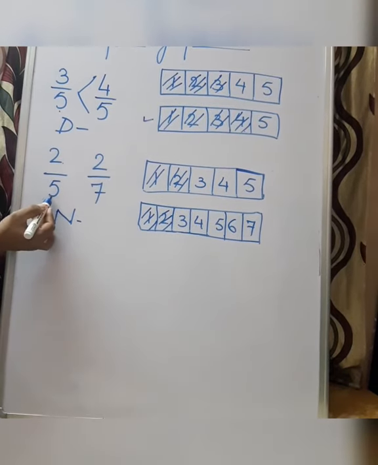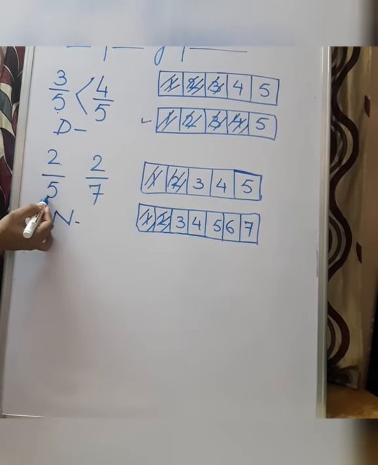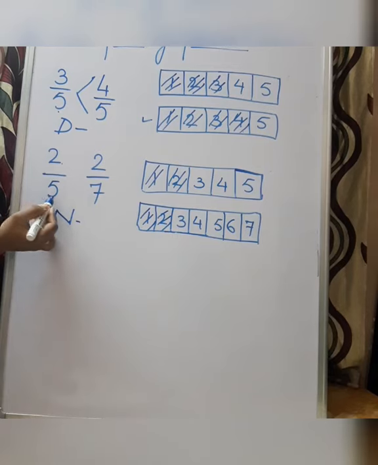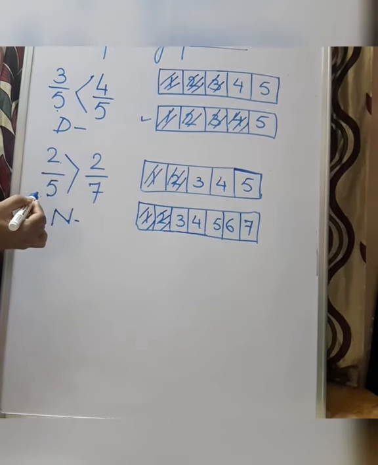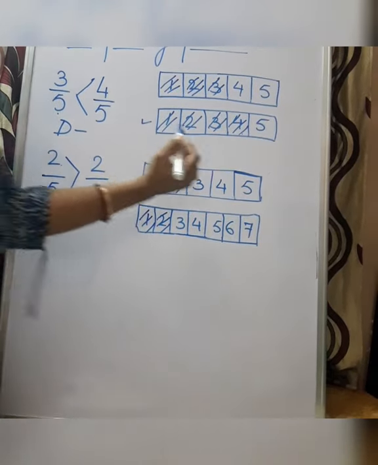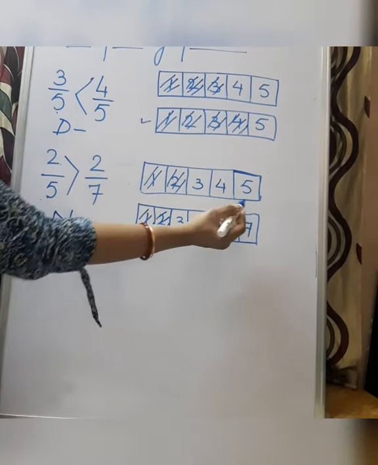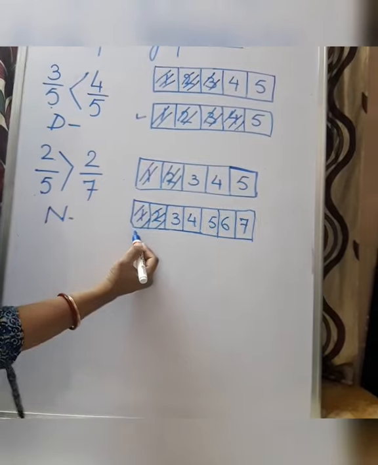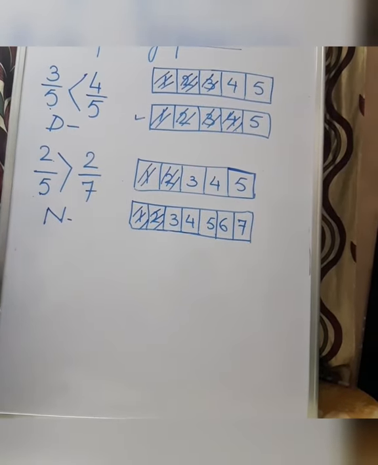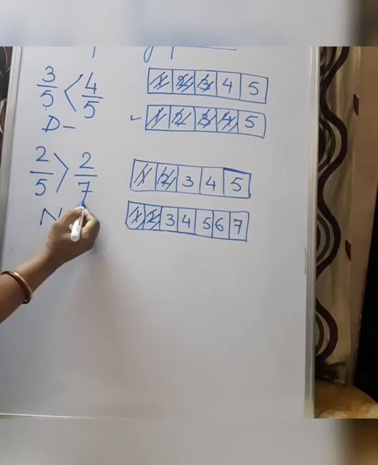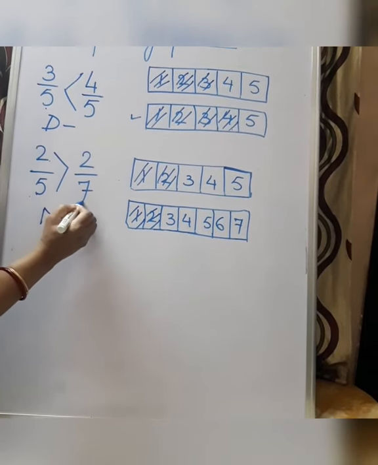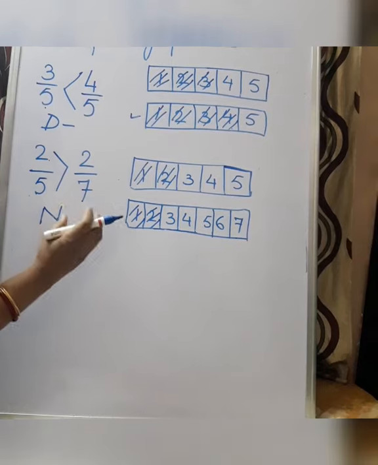That means when the denominator is small, the fraction is bigger. See, this chocolate is divided among 5 people and the same chocolate is divided among 7 people. So when we are dividing among more people, that is the denominator is 7, the share we get is lesser.